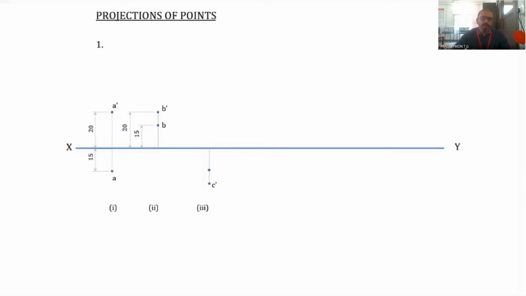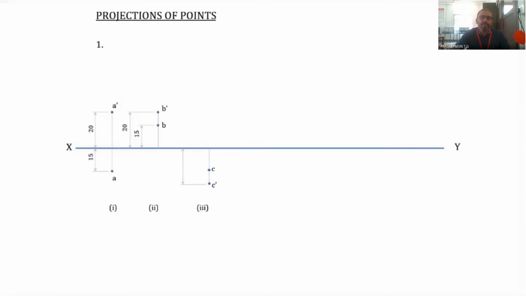So in this case, both C dash as well as C, the front view as well as the top view, fall below the XY line. No need to draw the projector line above the XY line in this case, because we know since the point is in the fourth quadrant, both the views will fall below the XY line. So we draw the projector only below the XY line. So here C as well as C dash is marked. C is 15 millimeters below the XY line and C dash is 20 millimeters below the XY line.